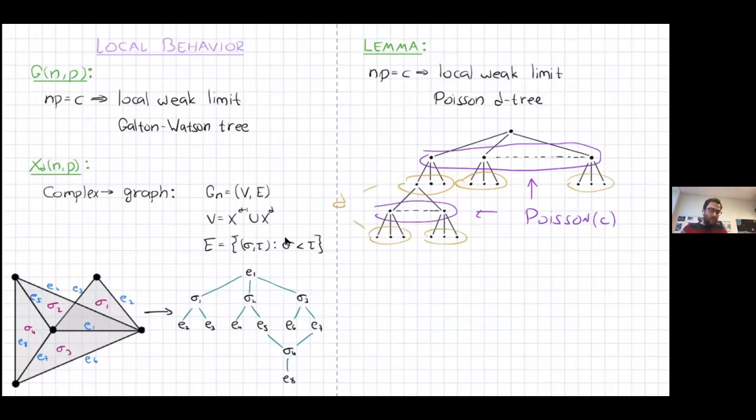And this comes from the fact that every D simplex has exactly D plus one faces on its boundary. But the results state that if we build this graph locally, it looks like this Poisson D tree, and most of the results are derived or use this fact somehow, basically proving stuff first for the Poisson D tree and then translating it back to the random D complex. Okay, so I will wrap up.